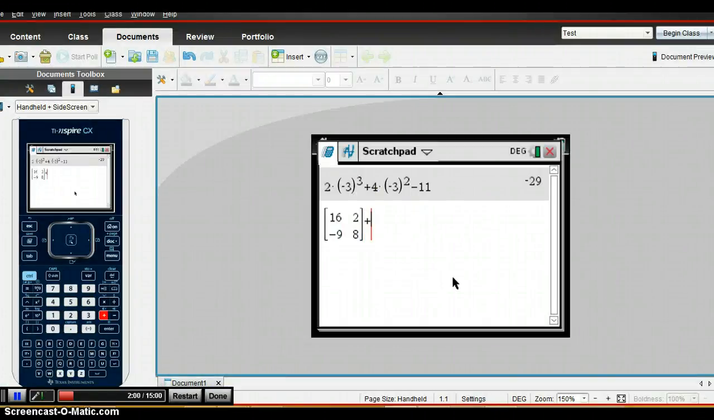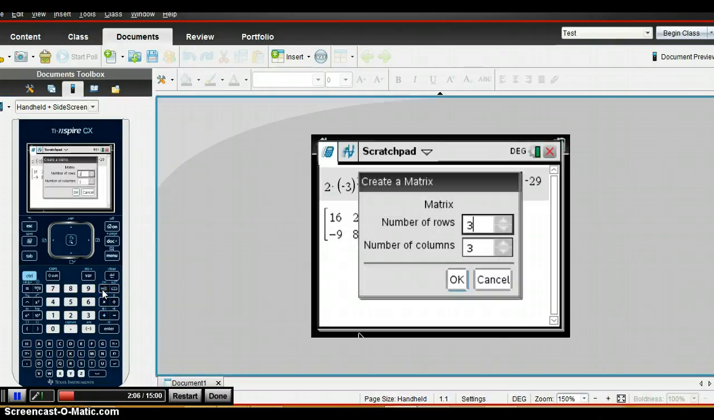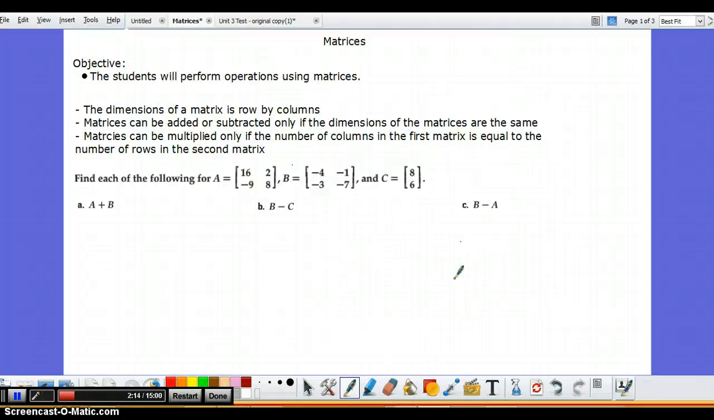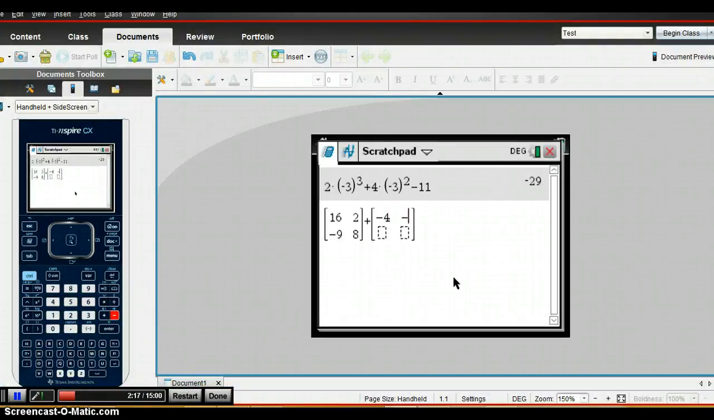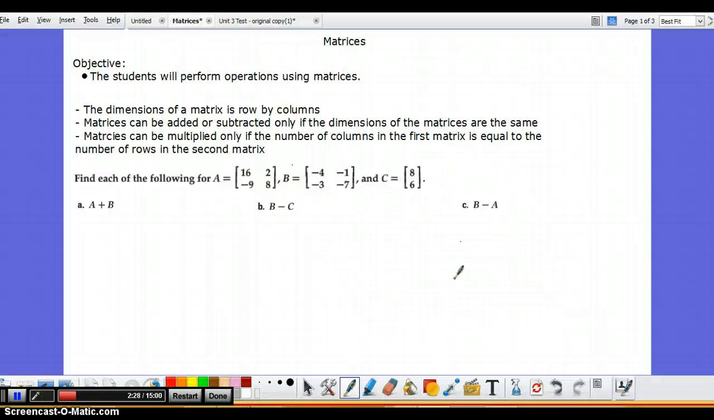Then I want to add another 2 by 2. So we're going to come back here, hit enter. We want to decrease this to 2, decrease that to 2, and hit OK. Alright, so then we have -4, -1, and we have -3 and -7. Then you hit enter. And so it gives you 12, 1, -12, 1. So here, the answer to this is 12, 1, -12, 1.